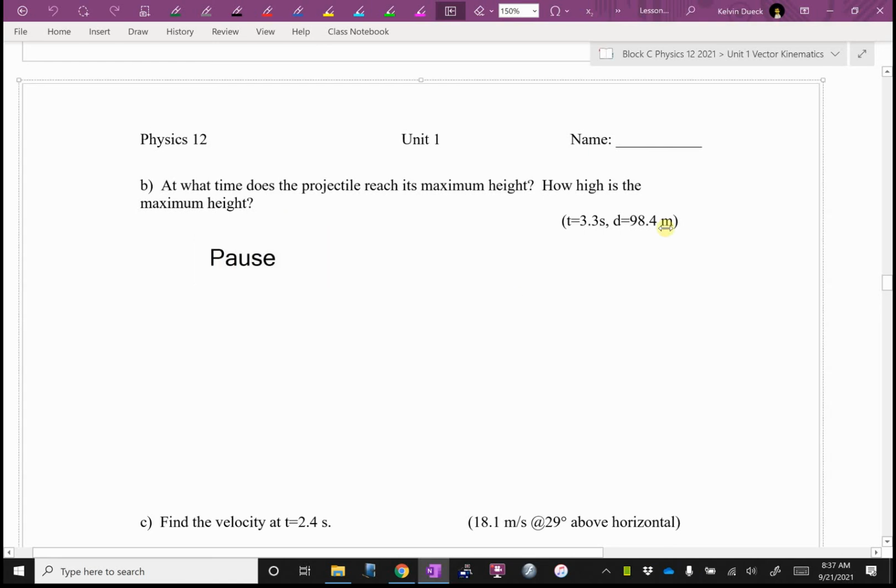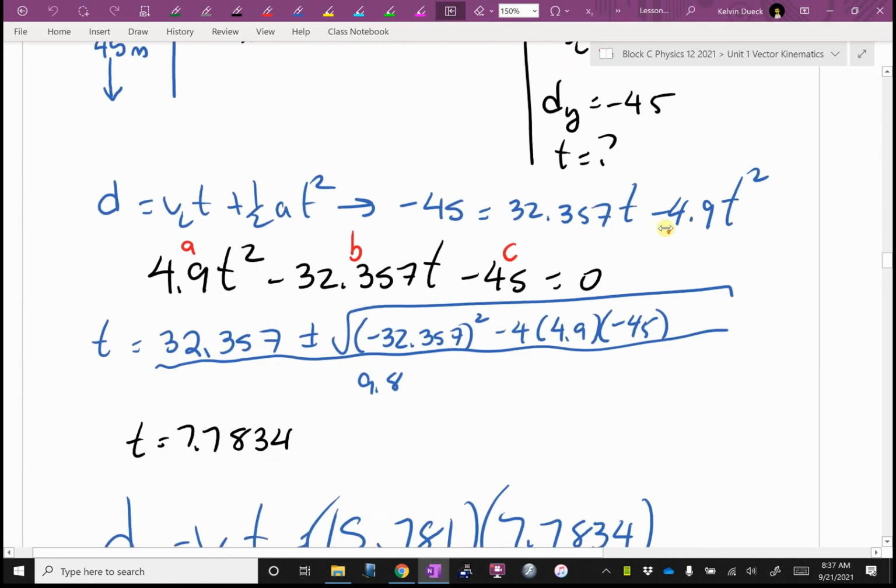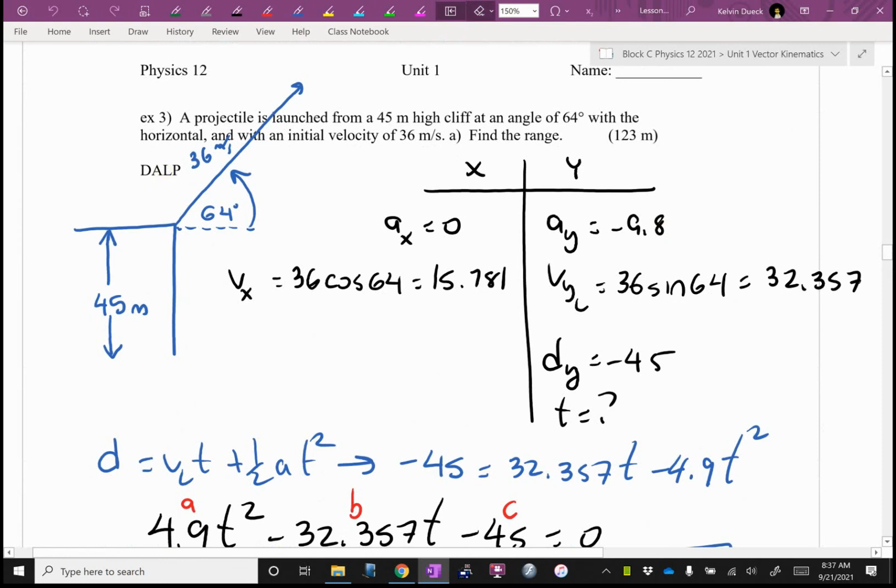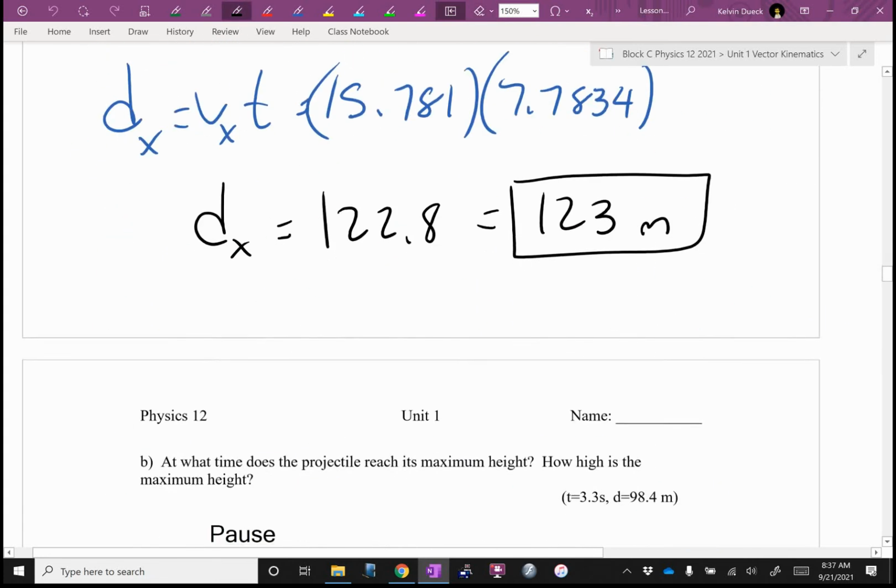So, continuing from where we left off last day, we had just finished looking at example 3, where we launched from a 45-meter high cliff at an angle of 64 degrees. We had found that Vx was 15.781 and Vy was 32.357. We had found time. Now we get to part B.